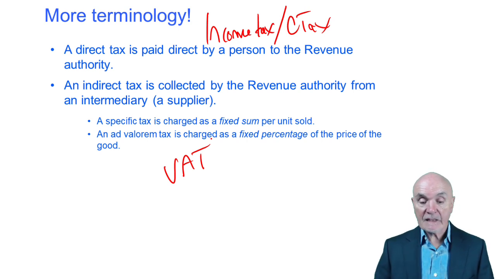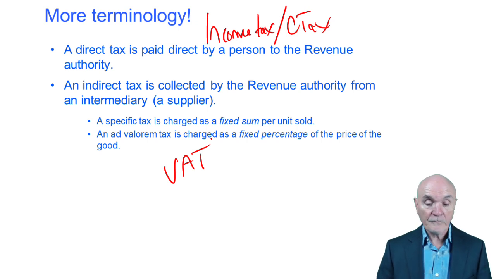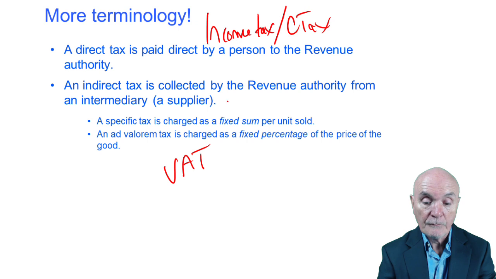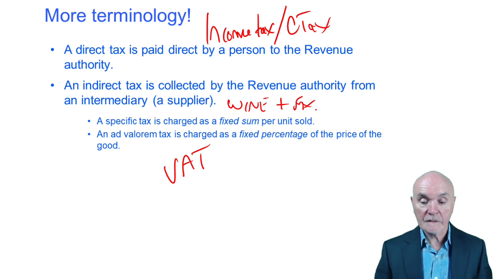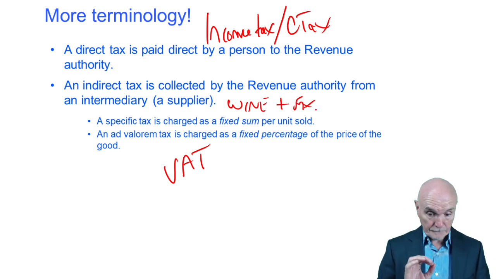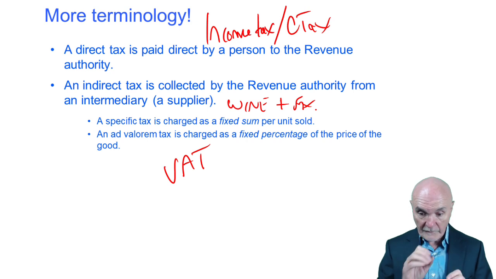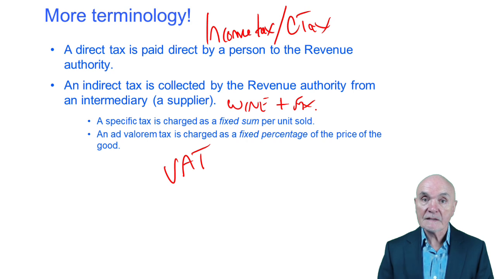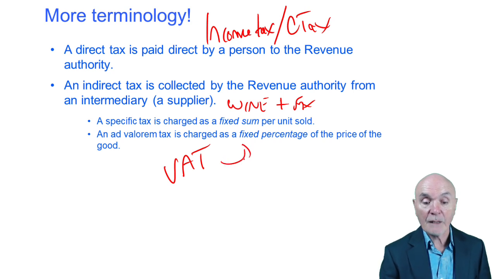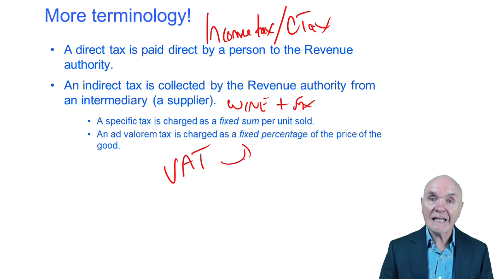It can be a specific tax as a fixed sum per unit sold. So in the UK, say on a bottle of wine, there's a fixed tax. There's a fixed tax on a packet of cigarettes. There's a fixed tax on a bottle of whiskey, and so on. It's nothing to do with how valuable the item is. It's a fixed sum per litre or per 20 cigarettes, whatever it is. An ad valorem tax is a proportion of the value, a fixed percentage of the price of the good, of which VAT is an example of an ad valorem tax, which is proportional to the value of the item.